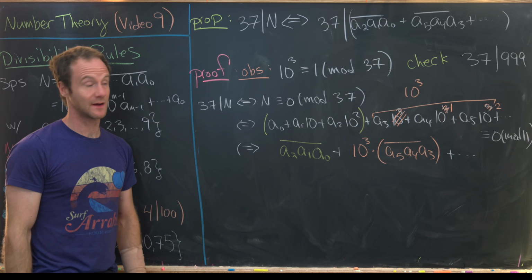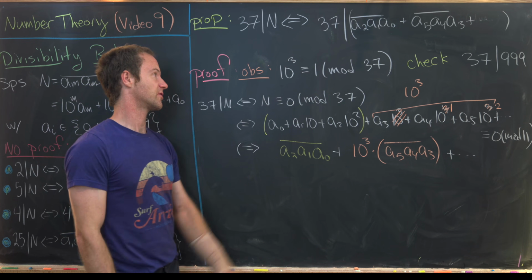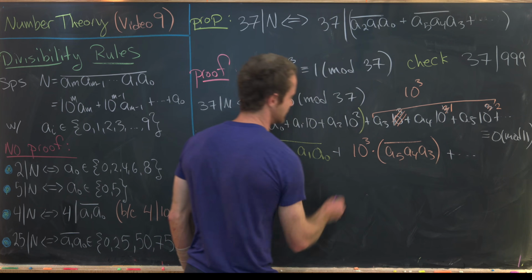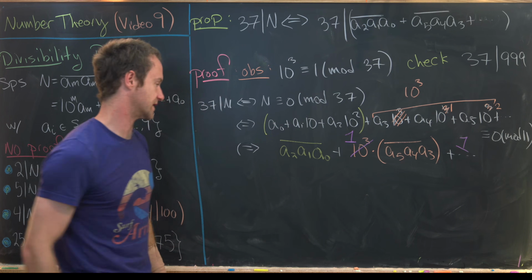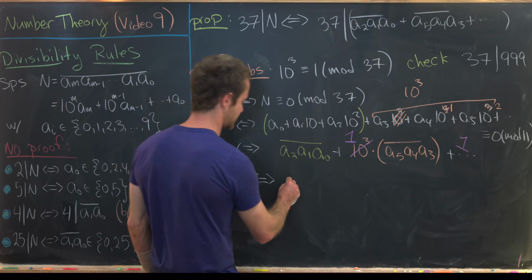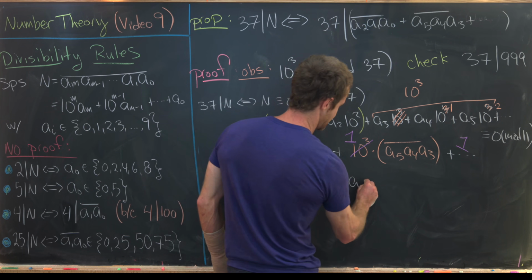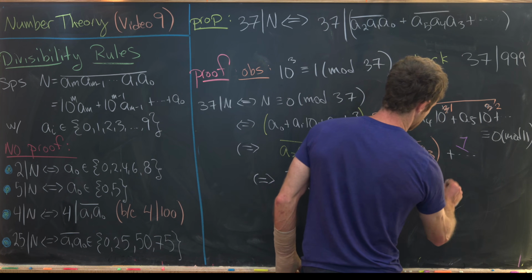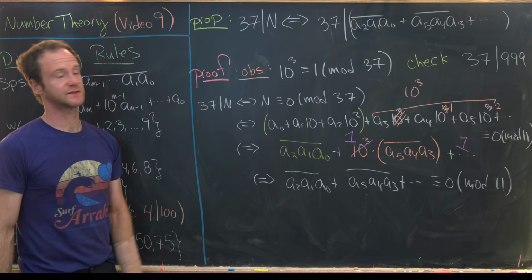But now we can use our observation, which is again fairly easy to check. Every third power of 10 will just give you 1 mod 37. So that means you can do this reduction, set it to 1. You can do the next reduction, set it to 1, and so on and so forth. So that'll leave us with this statement is equivalent to A2, A1, A0 plus A5, A4, A3 plus dot dot dot is congruent to 0 mod 11, which finishes off this proof.